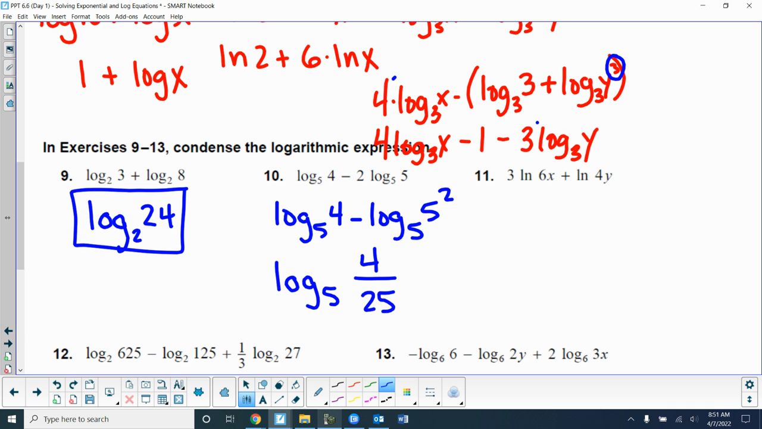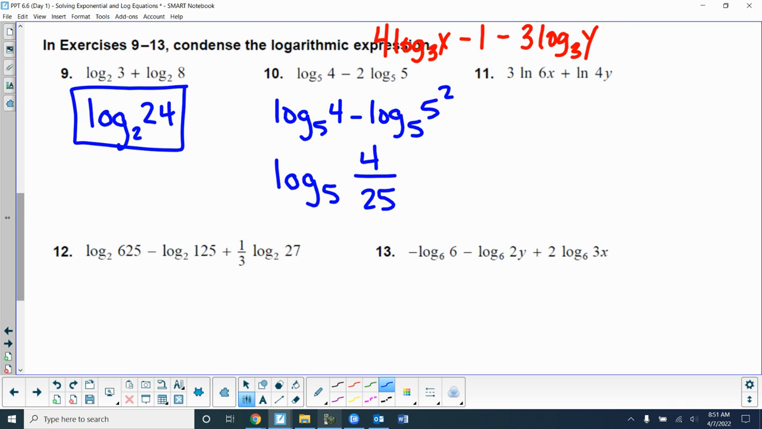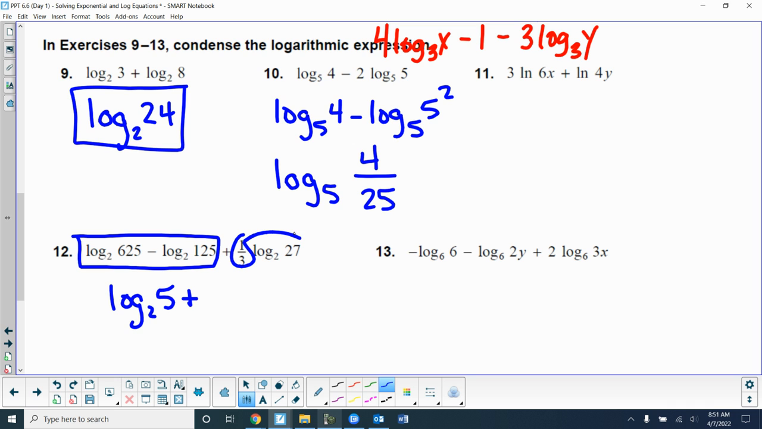Okay? For this problem I'm going to turn it into a fraction. And 625 divided by 125 ends up being 5. So this ends up being log base 2 of 5. Plus, then what do we do with that 1/3? Exponent. That means cube root, right? What's the cube root of 27? 3. Good. So then what do I do with the 5 and the 3? Since it's addition, multiply. So it ends up coming out to be log base 2 of 15 when you condense it.